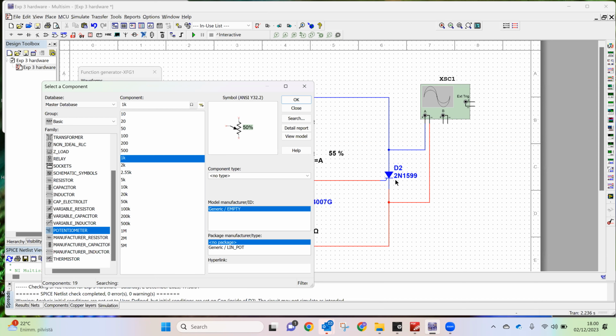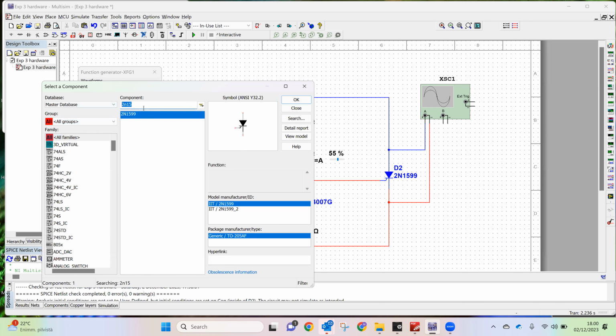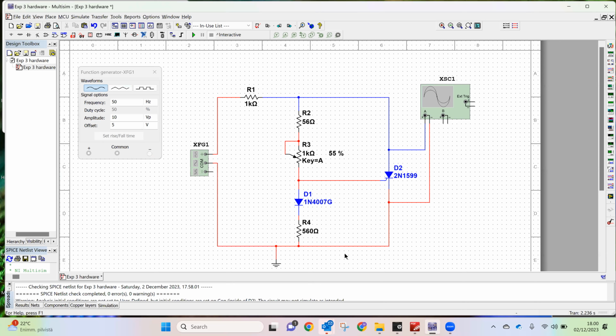Okay, and this thyristor number is 2N1599. You will go here, all groups, and you will write this number 2N1599 and you will get it. Rest of the things you know how to bring. For the function generator, you will make this setting: 50 hertz is frequency, 10 volt peak is the input voltage, AC voltage, and I put 5 volt offset.